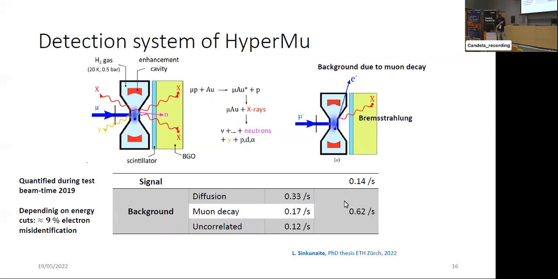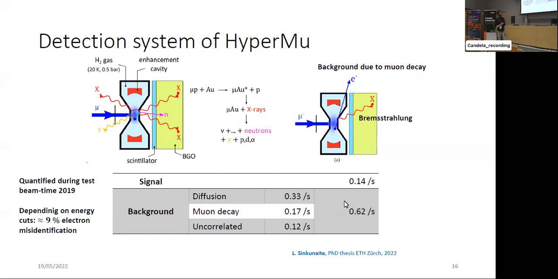I talked about the diffusion background that we have, but we also have this Bremsstrahlung problem that we briefly touched on in the FAMU discussion. If a muon decays, the decay electron might pass through the target mechanics and create Bremsstrahlung, and we might mistake it for a signal.